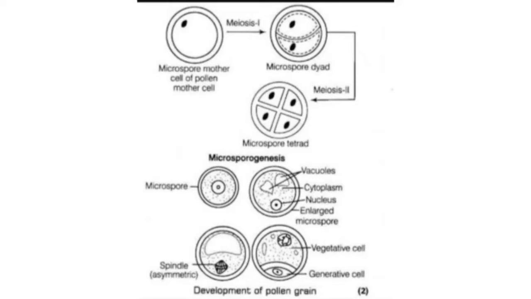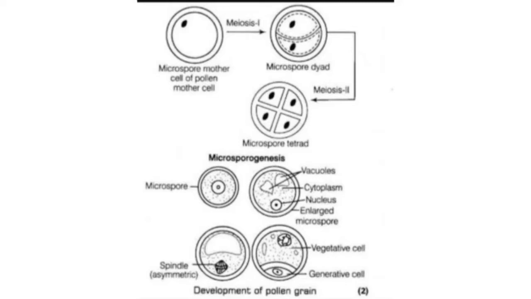Pollen grains are generally shed at this two-celled stage in over 60% of angiosperms. In the remaining species, the generative cell divides mitotically and gives rise to two male gametes before pollen grains are shed. That is the three-celled stage, you can see, right? Then we talk about this.